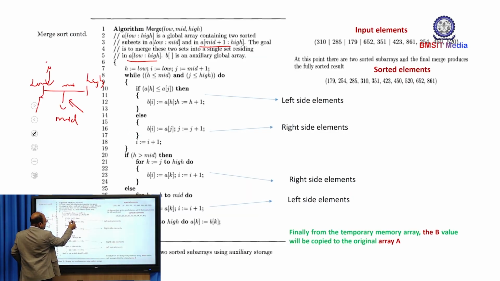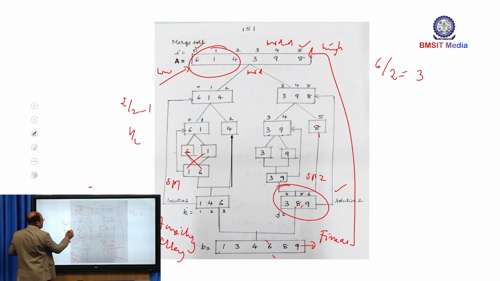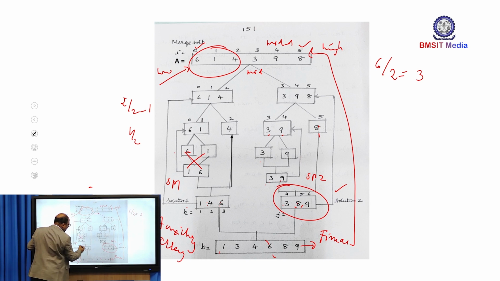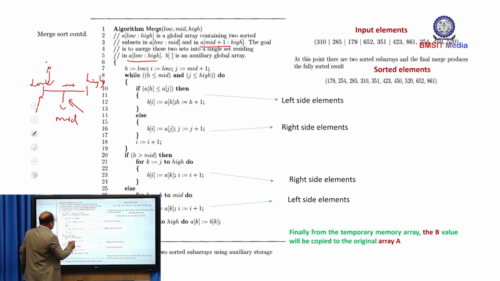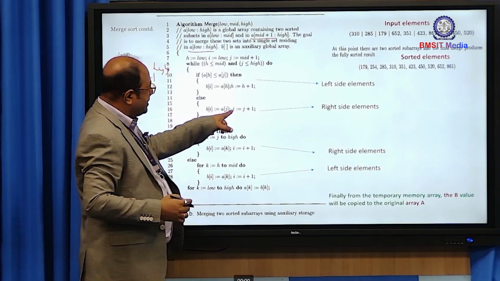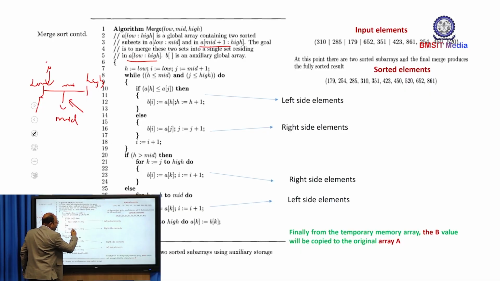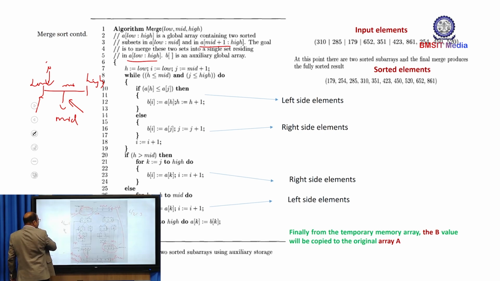If A of h is less than A of j, then B of i is equal to A of h, then h plus 1, which means I have to take the left part of the element and dump it into the array. Left part of the element dumped into the array. Next, the other condition is B of i is equal to A of j, j is equal to j plus 1, which means we are going to the right part, j is nothing but mid plus 1. Mid plus 1 means the right part of the element. In that case, I have to check the right element.